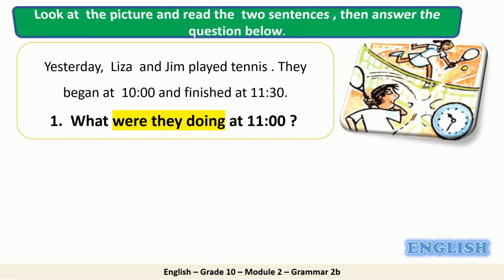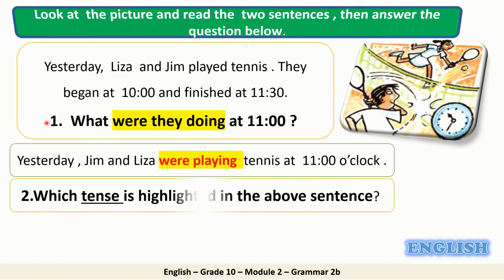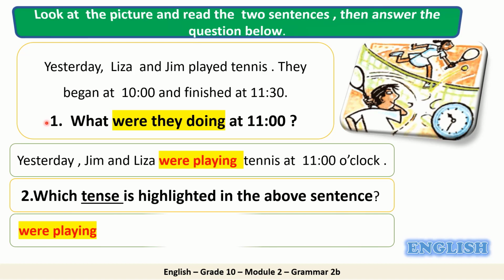So dear student, to start our lesson, I'd like you to look at the picture, read the two sentences, then answer the question below. So these are the two sentences, and this is the question. Alright, so let's answer question number 1. What were they doing at 11 o'clock? The answer is: yesterday, Jim and Lisa were playing tennis at 11 o'clock. I have just one more question, dear student. Which tense is highlighted in the above sentence? Yes? So it's the past progressive. Very good.